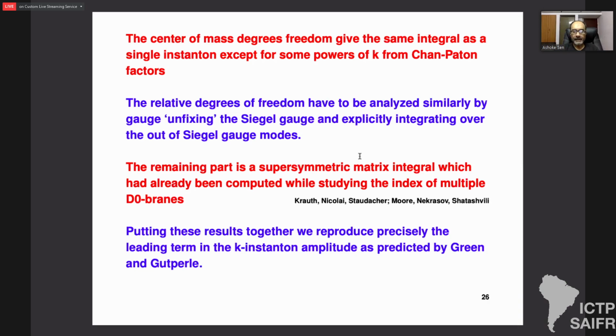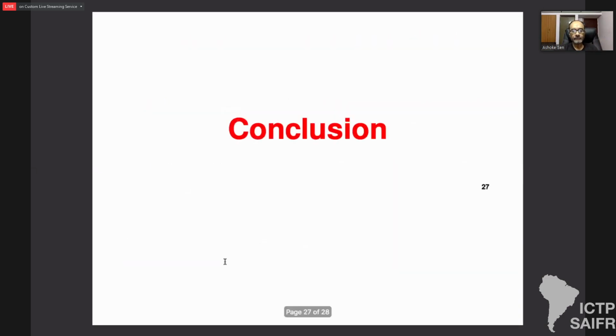And the remaining part is a supersymmetric matrix integral, which in fact had already been computed in the late 90s, while studying the index of multiple D0 branes. In fact, these are the 2 groups which did this computation. So you simply have to take their result and put them together. And putting these results together, you will produce precisely the leading term in the k instanton amplitude as predicted by Green and Gutperle. And as I have said earlier, once you have the leading term, and if you are willing to use supersymmetry, then you generate the whole function.